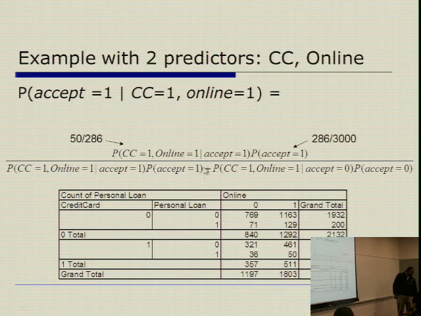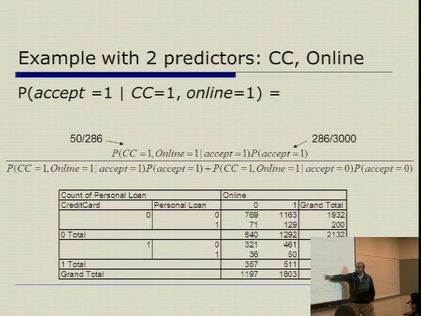Really you have three variables. Did they accept or not accept a personal loan? Do they have a credit card or not? Do they use online accounts or not? And you want to get a dependency. You have all the data, so you know how many people decide.